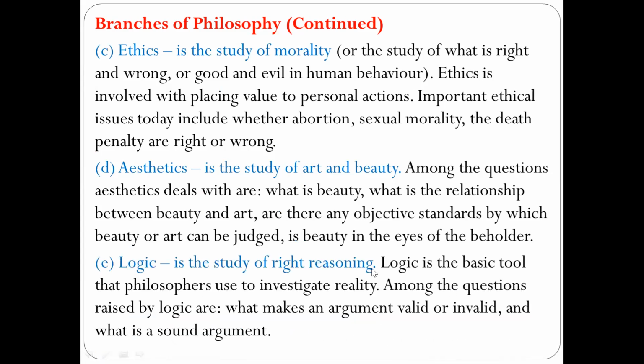The last branch is logic, which is the study of right reasoning. Logic is the basic tool that philosophers use to investigate reality. Among the questions raised by logic are: what makes an argument valid or invalid? And what is a sound argument?